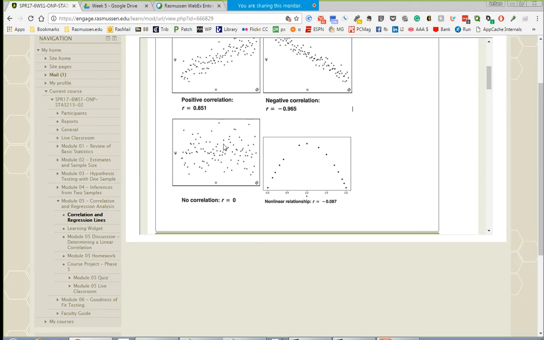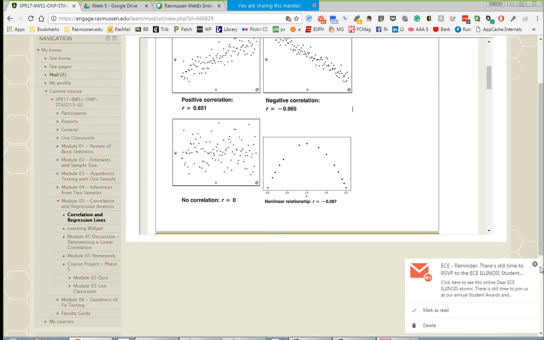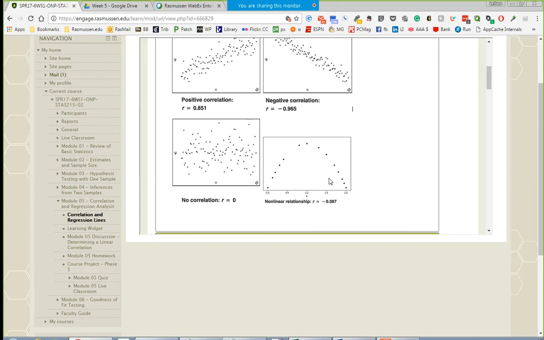In this case, if it's just scattered with no pattern, then it's considered to be no correlation. The correlation coefficient would be 0. And one more relationship you might see is called a nonlinear relationship, where linear means it's going to be a straight line. In this case, it's not. If it's curved, then it's considered to be nonlinear. We are not going to cover this. We are only going to look at linear relationships or correlation, which is either positive, negative, or there isn't any.